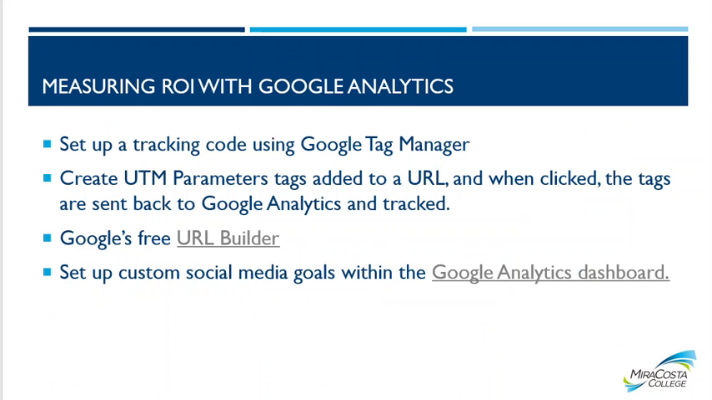Measuring with Google Analytics. So you set up a tracking code using Google Tag Manager. You create UTM parameter tags added to a URL, and when clicked, the tags are sent back to Google Analytics and tracked. So that's a very broad overview here. If you want to learn more about how to set this up, you can go to Google's free URL builder. This is a link right here. And if you want to know how to set up custom social media goals with Google Analytics dashboard, you can click on this link here.